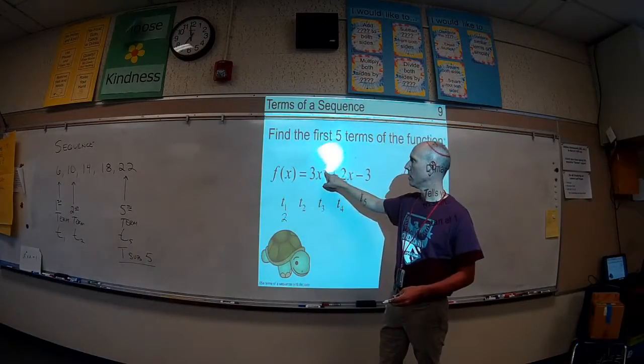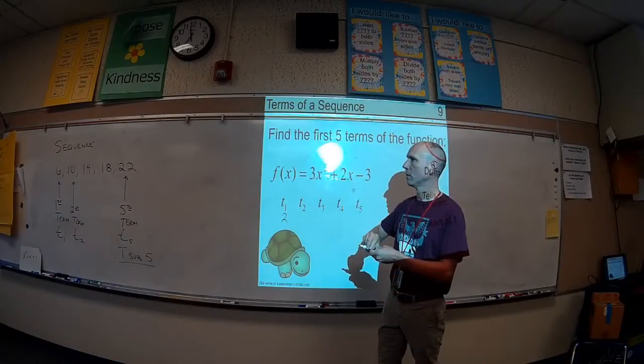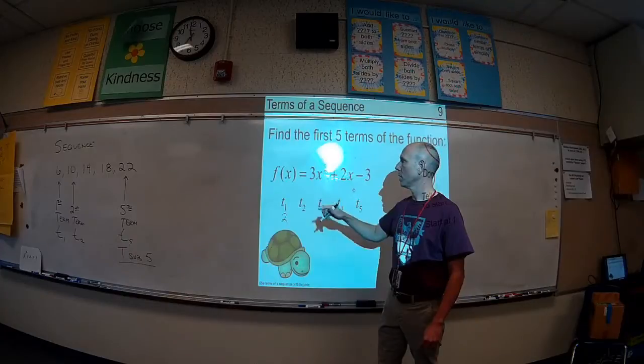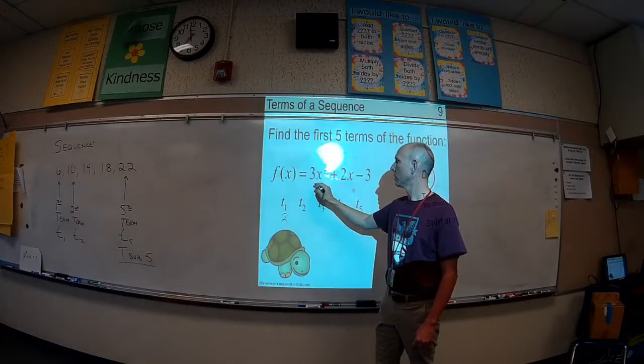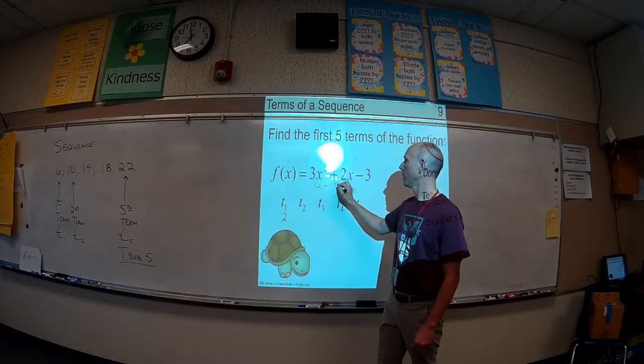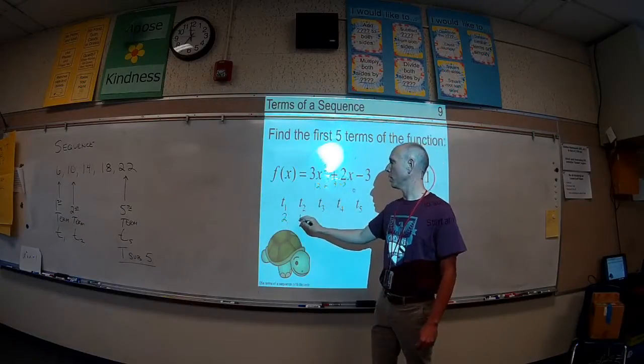2 squared equals 4, times 3, 12. 2 times 2, 4. Minus 3. That's going to take me to a 13, I think.